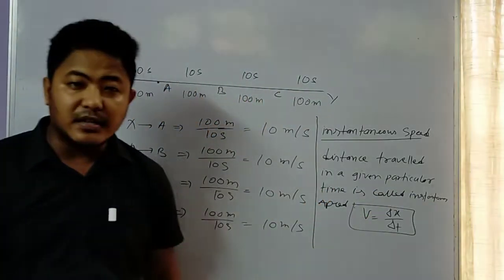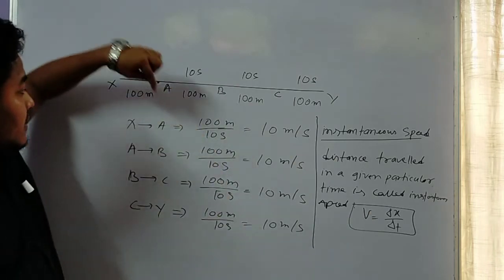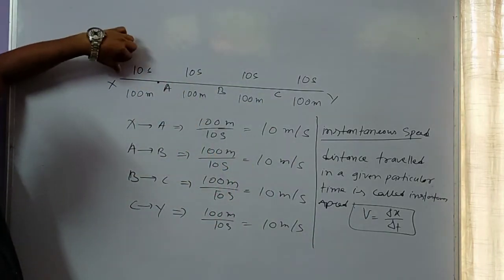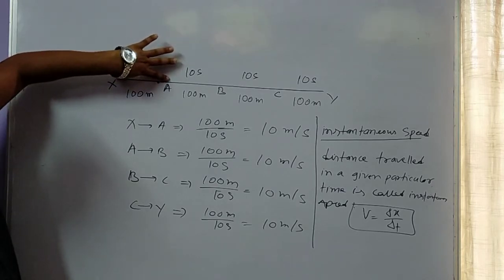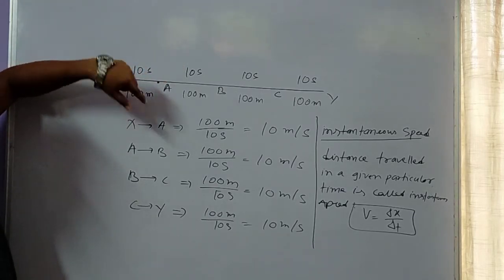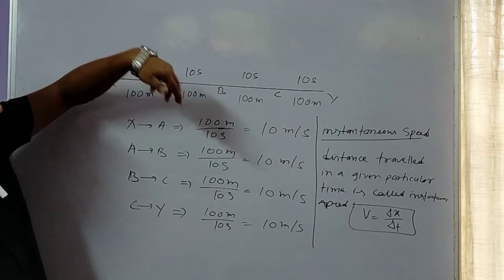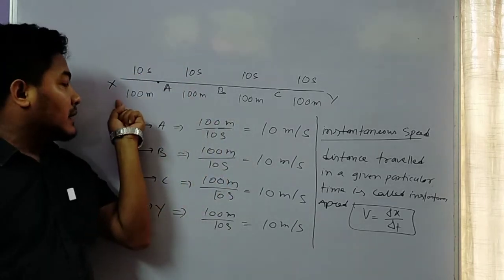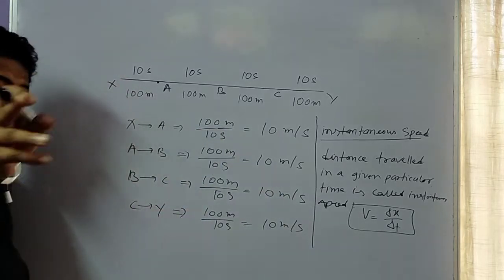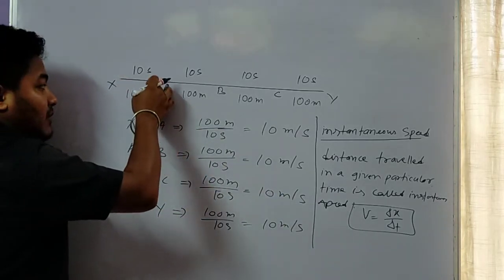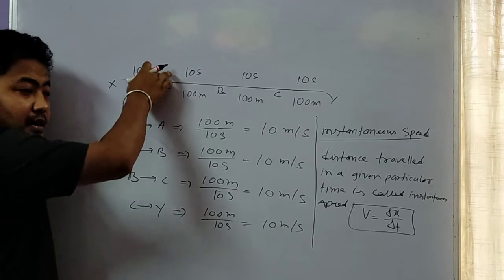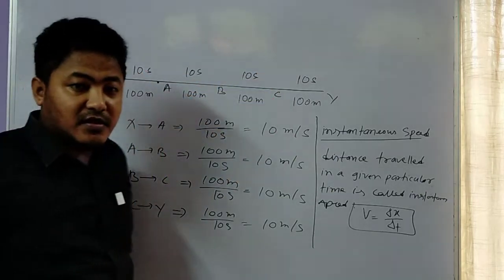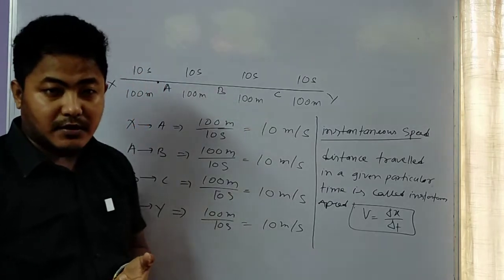What is instantaneous speed now? I am repeating these things: from x to a the distance is 100 meters and the time taken to travel this distance is 10 seconds. That means you are sure that in 10 seconds it will go 100 meters. But if I ask you how much distance will be travelled in 9 seconds, or at 8 seconds, suddenly if you ask, that is called instantaneous speed.